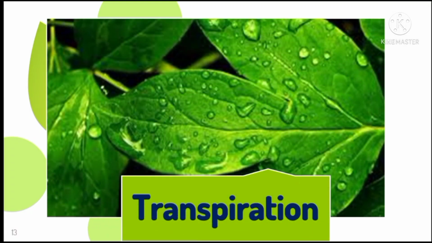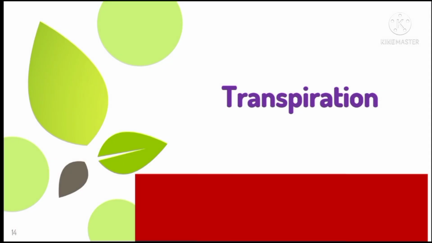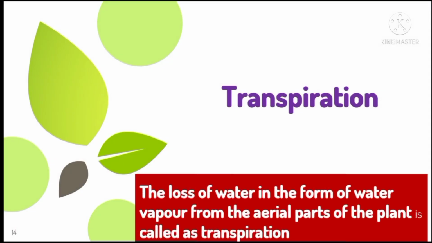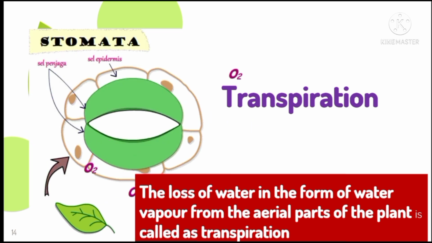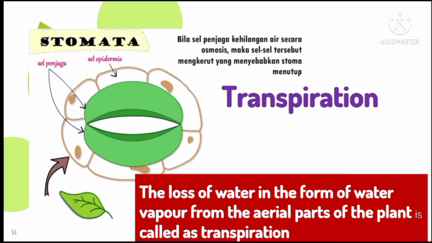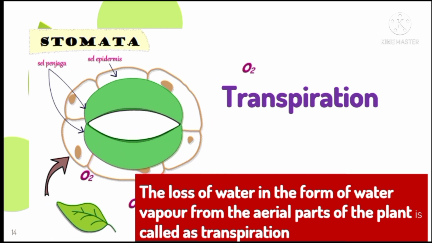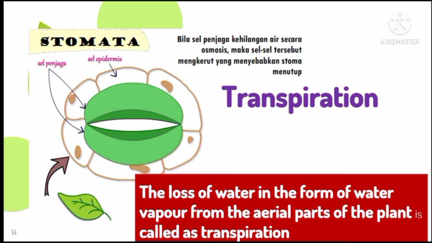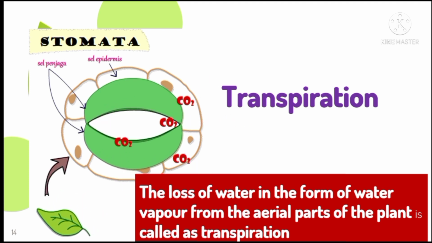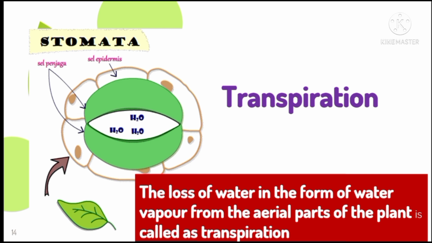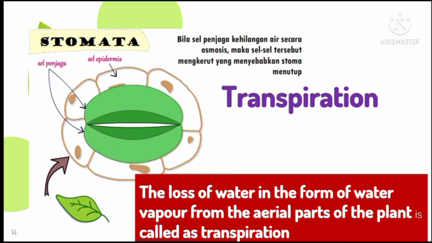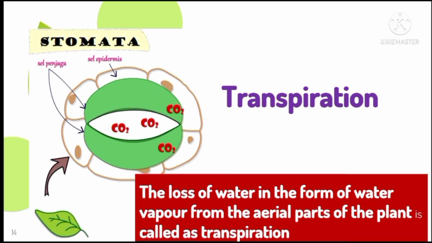And this process is called transpiration. Therefore we can state that the loss of water in the form of water vapor from the aerial parts of the plant is called transpiration. We should also know that this loss of water molecules occurs through the stomata. As we all know, the stomata open in the day to let out oxygen and to absorb carbon dioxide. When they open, the water molecules are also let out, leading to transpiration.